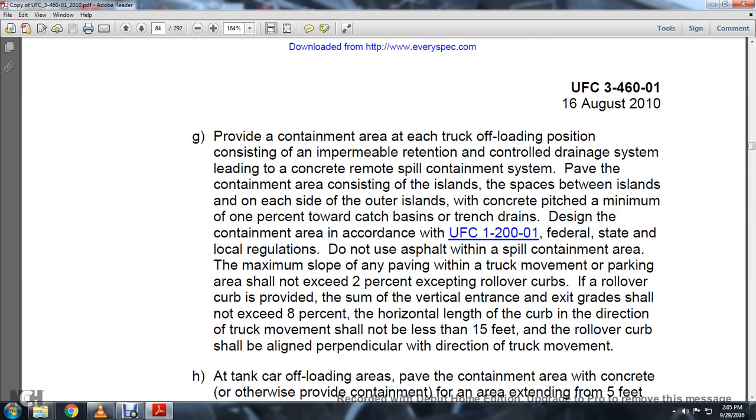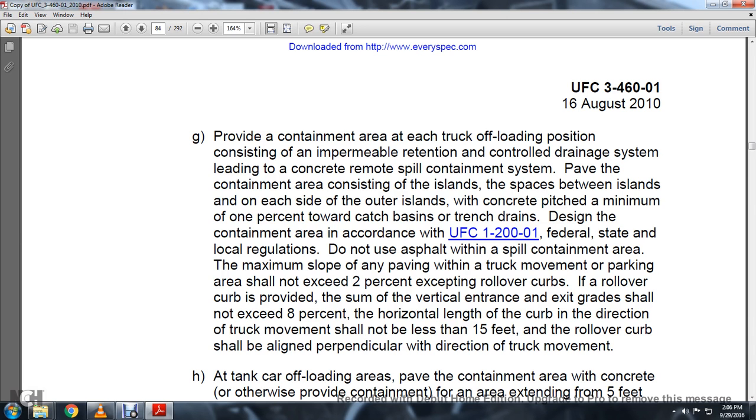Provide a contamination area at each trailer truck offloading position, consisting of an impermeable retention and drainage system leading into a concrete remote spill containment system, paved with containment, each consisting of island space between the islands on each side of the other outer islands. The concrete should slope at a minimum of 1% toward each of the catch basins and trench drains, designed with containment in accordance with UFC 005 and federal, state, and local regulations. Do not use asphalt within the spill contamination area.